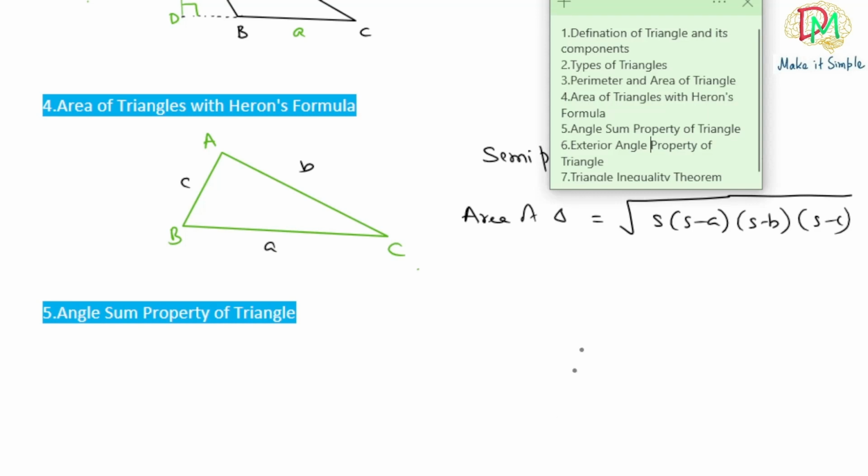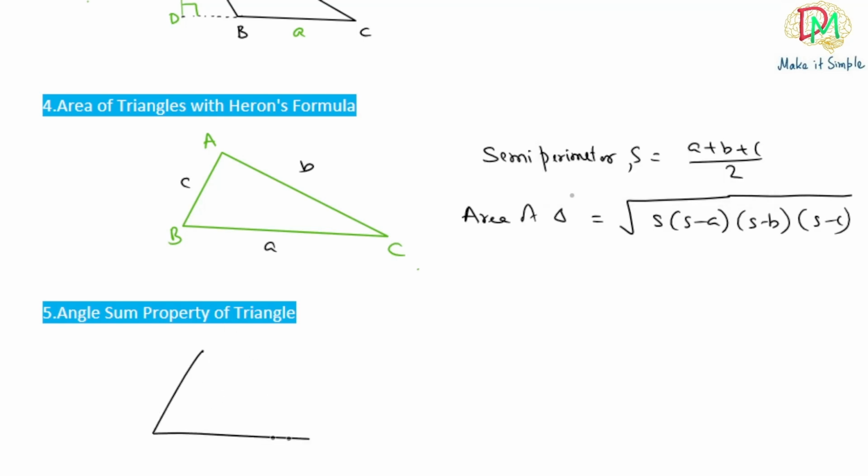Next we learn fifth point, that is angle sum property of the triangle. What is this? It is the sum of three interior angles of the triangle is 180 degree. Let's draw one triangle first.